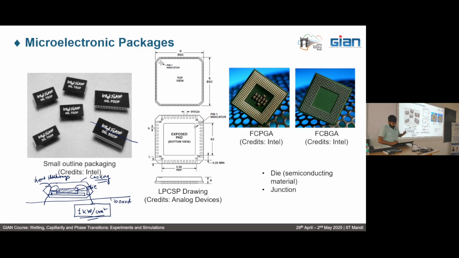And we also have different types of packaging like this LPS, CPS. This is called lead frame chip scale packaging. Then we have FCPGA and we have FCBGA. Here this P stands for pins because under this chip we have pins, and this B stands for balls. So this just fits onto your PCBs, and that's how these devices work.